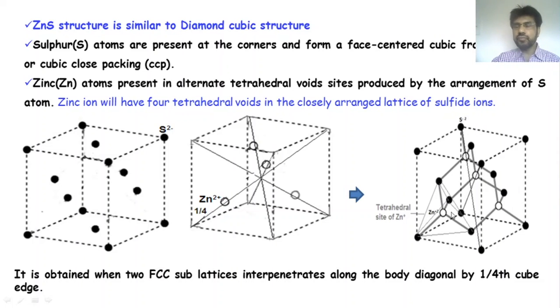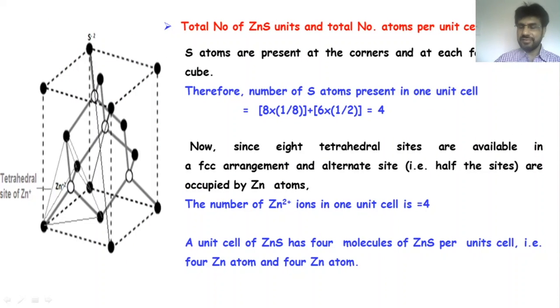So if we connect, that means these 4 atoms form the tetrahedral voids. So these zinc atoms get surrounded by these 4 sulfur atoms, and if we connect it, there is the formation of the tetrahedral voids. So remember how the zinc blende structure forms and how there is the formation of the tetrahedral voids. Now here we are going to see the total number of the ZnS units and the total number of the atoms present in the unit cell.